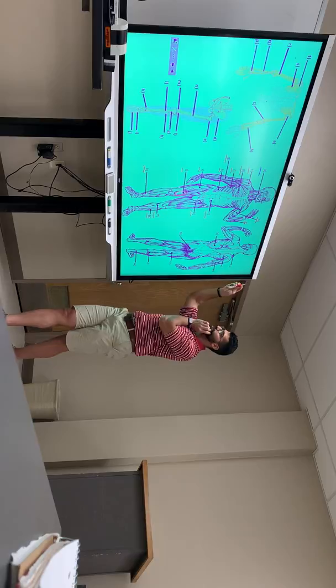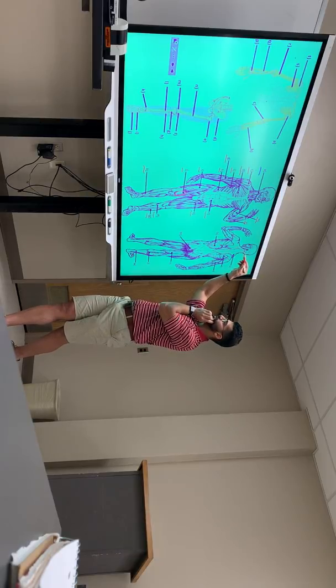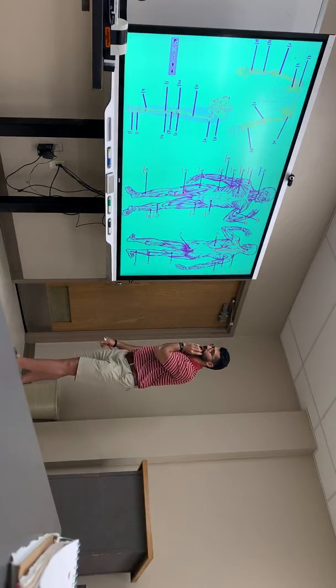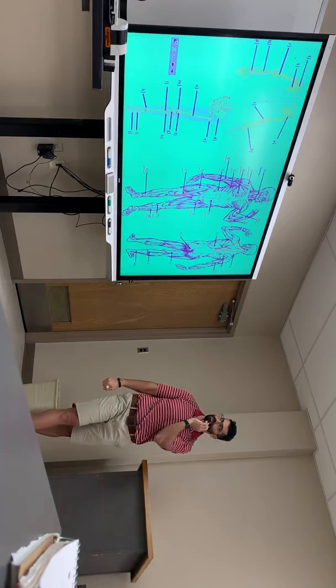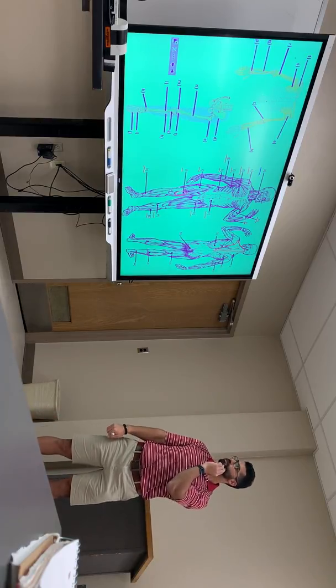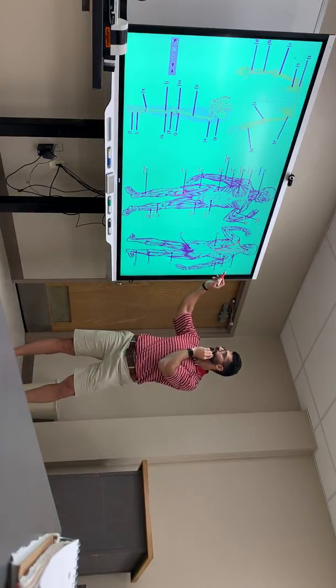Why is it called trapezius? Because of the shape of the muscle, just remember that. You see? It's like the shape of the muscle. That's why they named it based on the shape of the muscle. Trapezius.